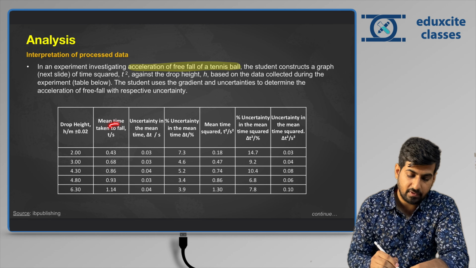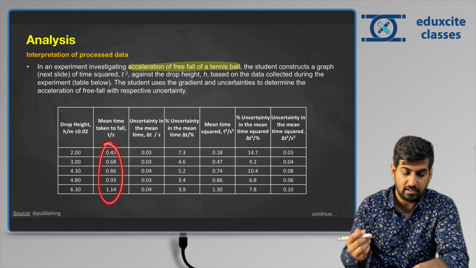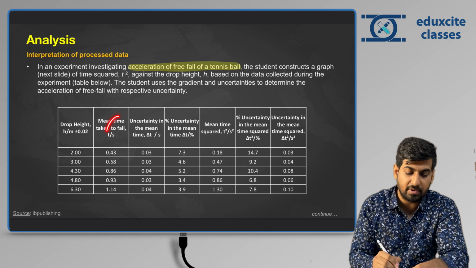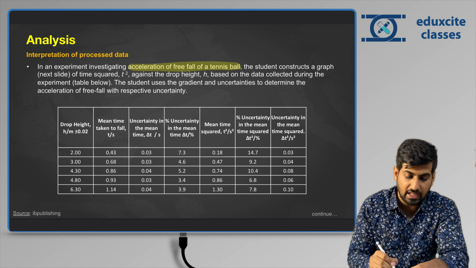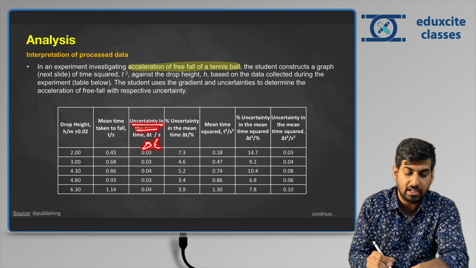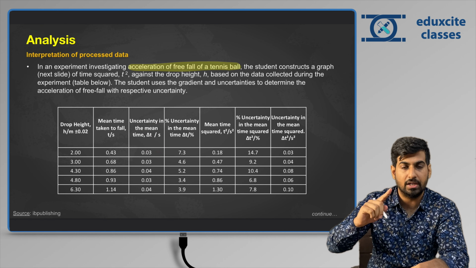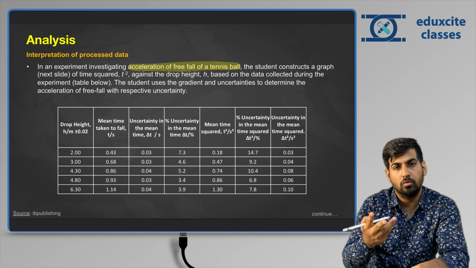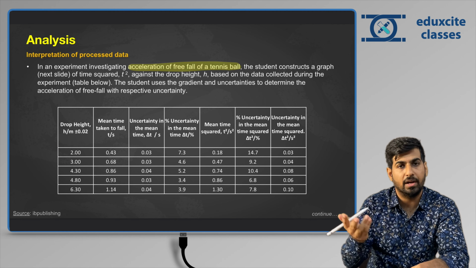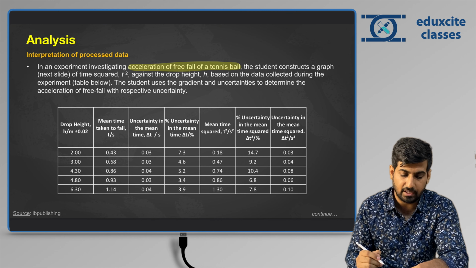Now the mean time taken to fall, that is the mean time. Again, don't say time taken to fall, because we have taken different trials, so mention mean time. Then the uncertainty in the mean time, delta t, is maximum minus minimum divided by 2, because for each drop height you might have taken 2, 3, 4 or 5 trials, depending upon your capability of collecting your data.